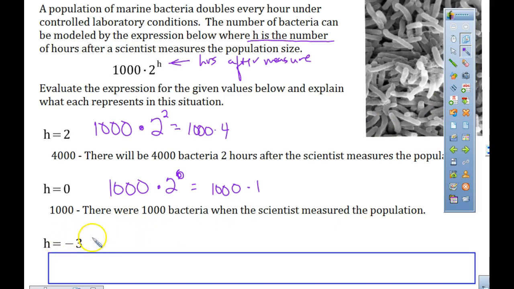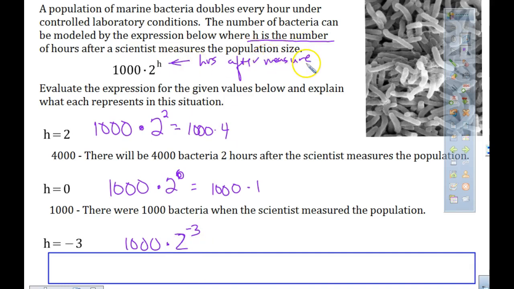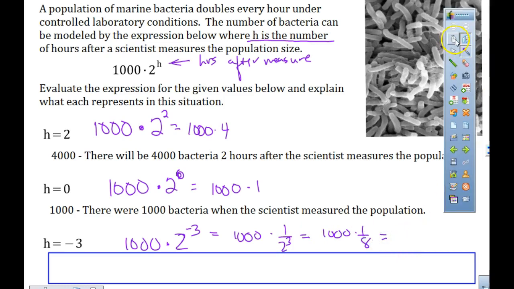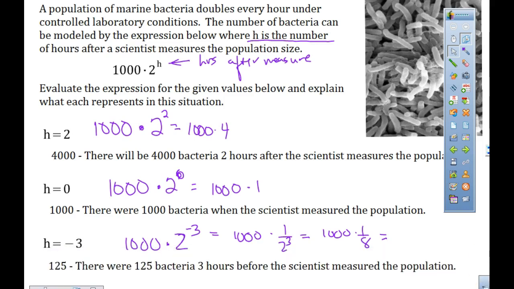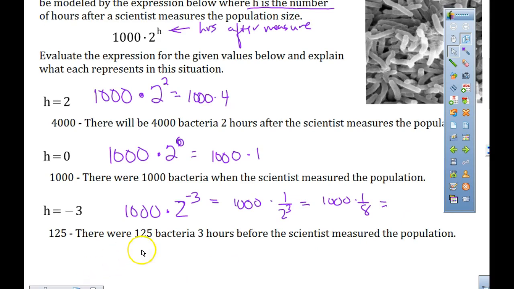This last one, what do you think the negative 3 means? Reciprocal. It does mean reciprocal, but in this case, what would the negative 3 mean in terms of hours? Like 3 hours before, right? So when we look at this answer, please put this in your calculator. 1,000 times 2 to the negative 3, and I agree it does mean 1,000 times 1 over 2 to the 3rd, which is 1,000 times 1/8, and when you put it in your calculator, 1,000 times 2 to the negative 3, did you get 125? Okay, so 125, 3 hours before, that was our population.